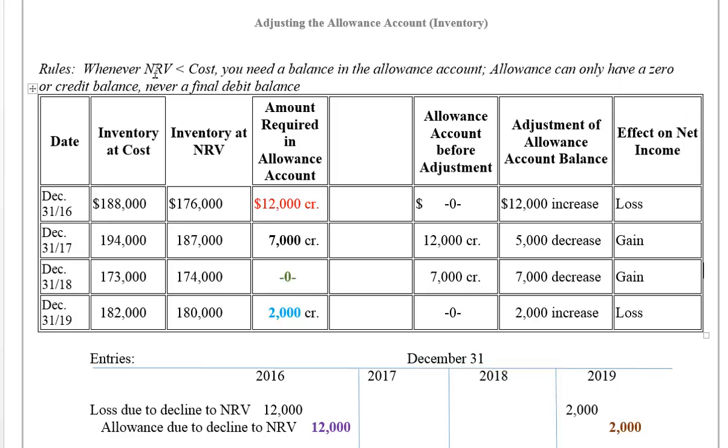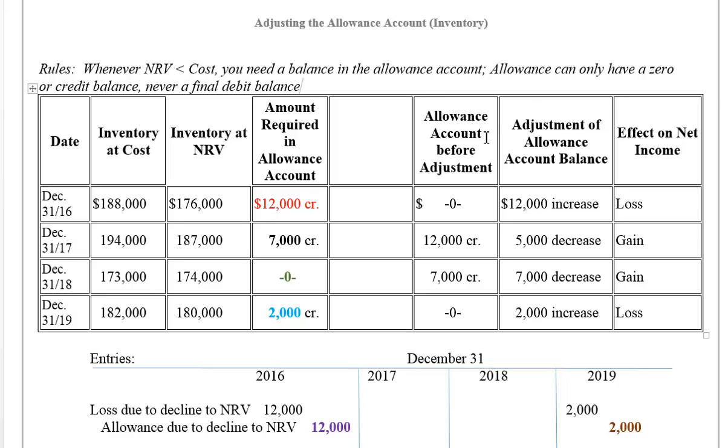Some of the rules you need to remember: whenever the net realizable value of the inventory is less than cost, you need to have a balance in the allowance account. It should be a credit balance, right? That speaks to the fact that the allowance can only have a zero balance or a credit balance. Its final balance can never be debit. It can be debited, but it can never have a debit balance.